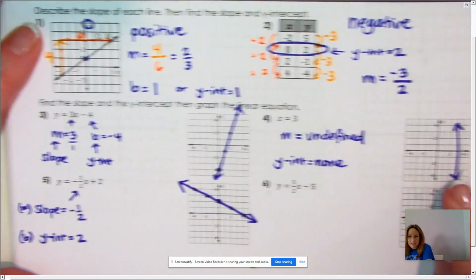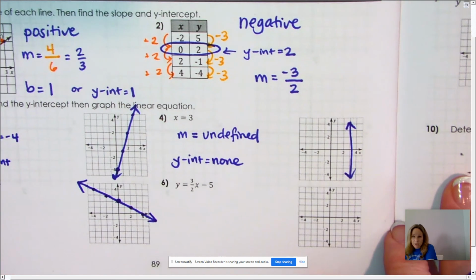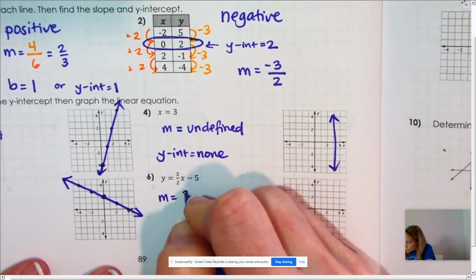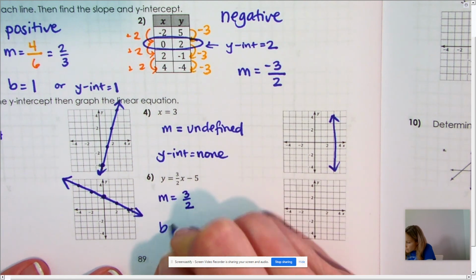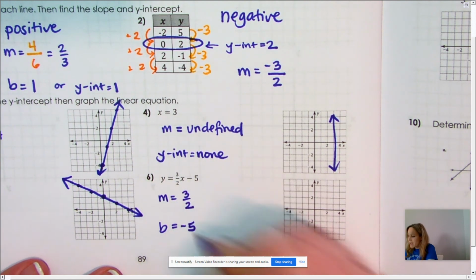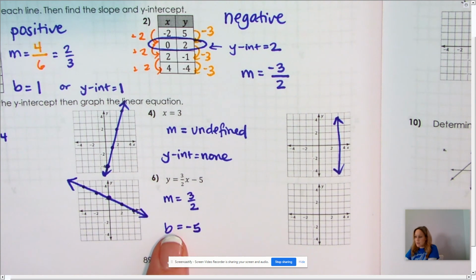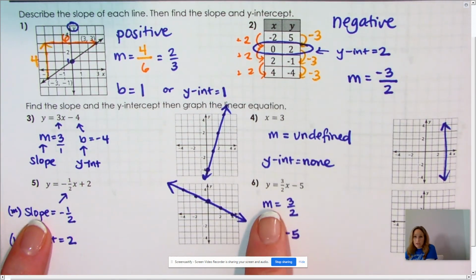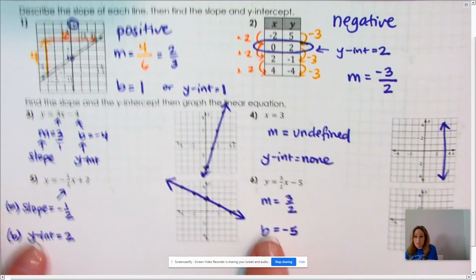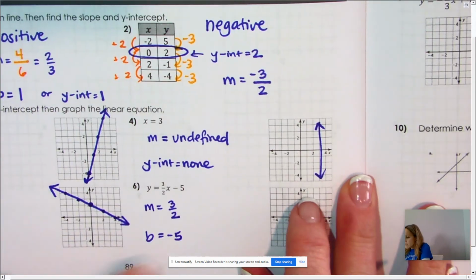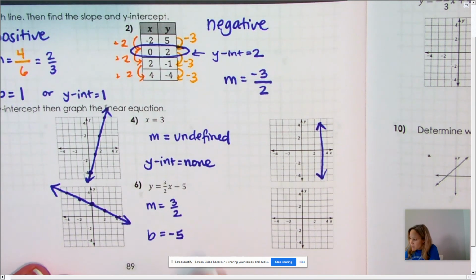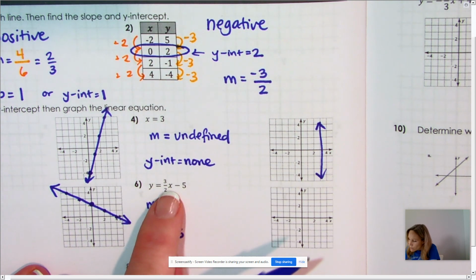Question number 6. We're going to go ahead and graph this one. Again, m or slope equals 3/2. B or y-intercept equals -5. I want you guys to see that the b and the y-intercept are interchangeable. Slope and m are interchangeable. Those mean the same thing, okay? So I'm going to begin at -5, and we always begin on the y-axis. And the reason why is because this is the value when x equals 0, right?